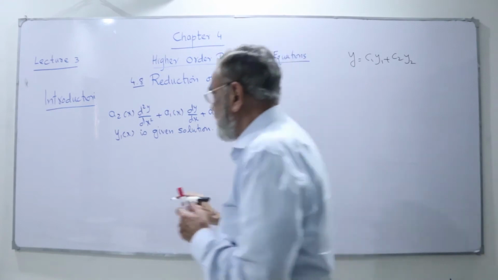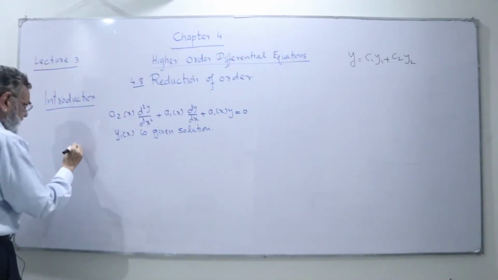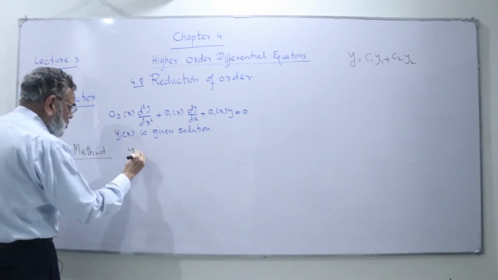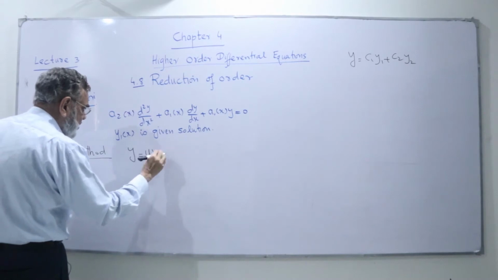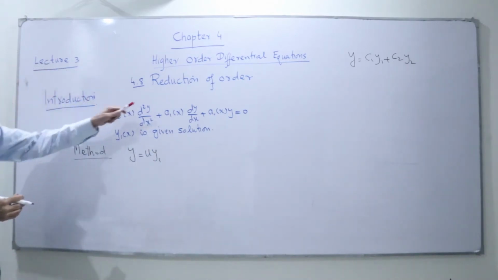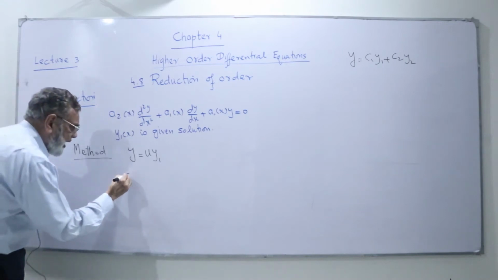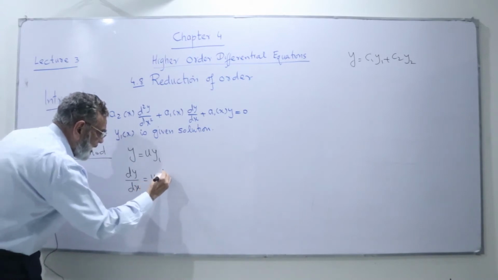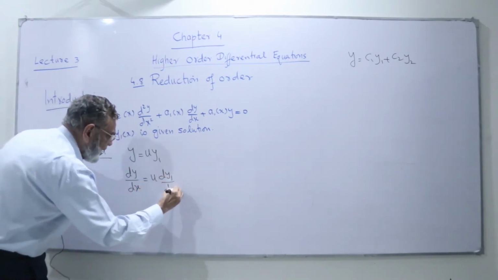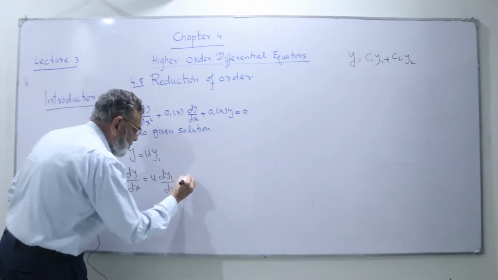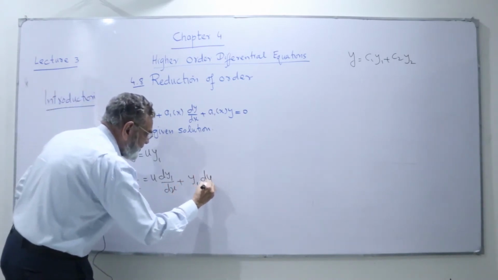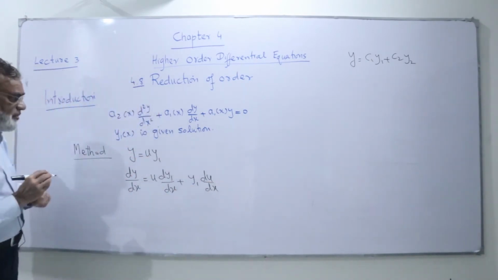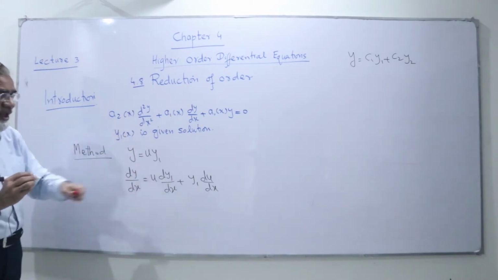The method for this is that we substitute y equal to u y1, taking the variable u times y1. So we replace dy by dx and d2y by dx square. Our dy by dx will be, by the product rule, u dy1 by dx plus y1 du by dx. Because y1 is a function of x, it's very clear that we can differentiate the solution y1 with respect to x.